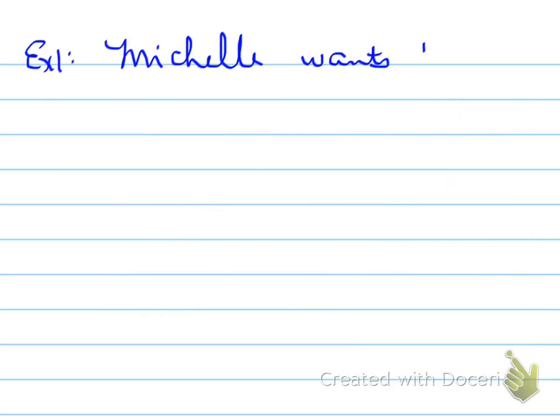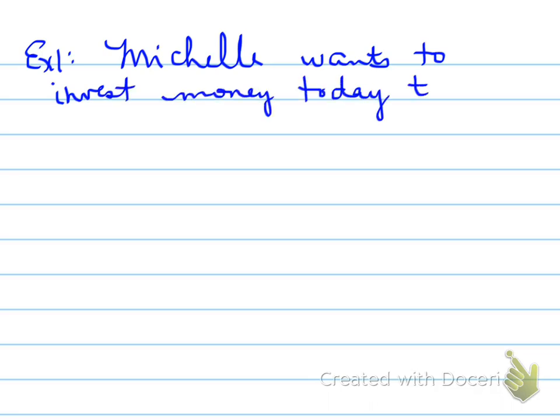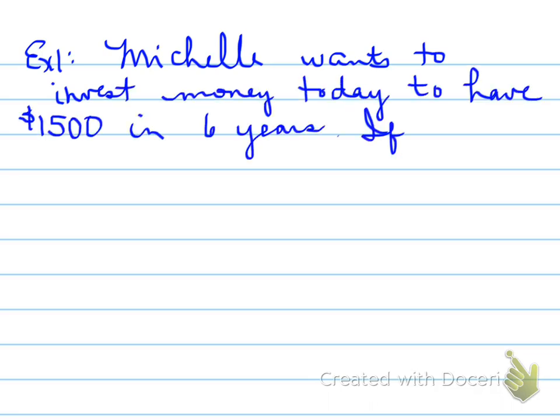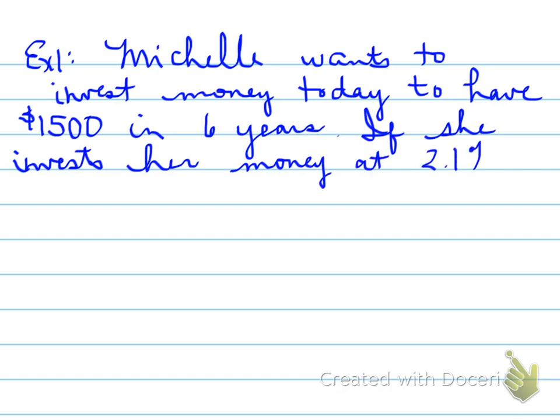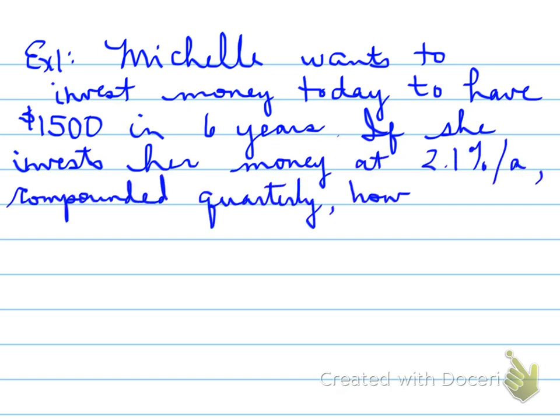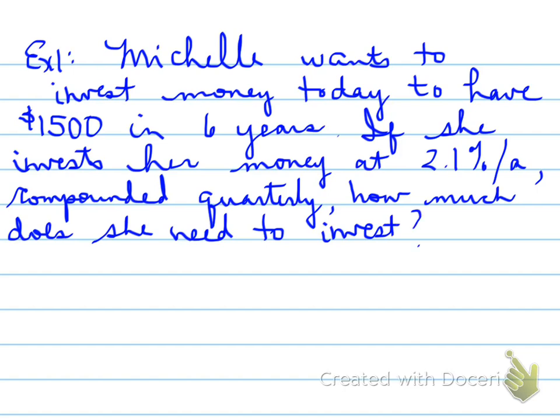All right, now example 1. Michelle wants to invest money today to have $1,500 in 6 years. If she invests her money at 2.1% per annum, compounded quarterly, how much does she need to invest? So we need to know how much money she needs to put in today so that she can have $1,500 in 6 years. So to have that money in 6 years, because let's say she wants to go on vacation. Well, to be able to do that, she needs to save to go on vacation. So she needs that $1,500 to go on vacation.